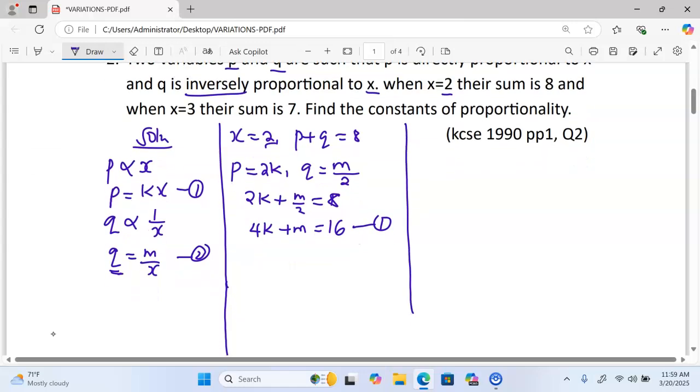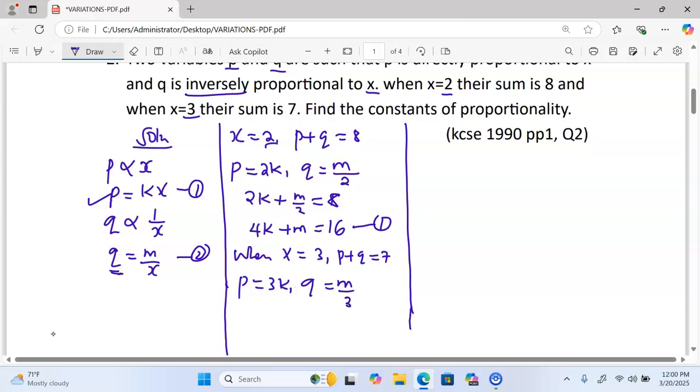Having done that, we can move again. We have been told again, when x is equal to 3, the sum is 7, meaning p plus q will be 7. Let us get our p. P is equal to, using the first equation, x which is 3 times k, you get 3k, and our q will be equivalent to m divided by x, and this time our x is 3.